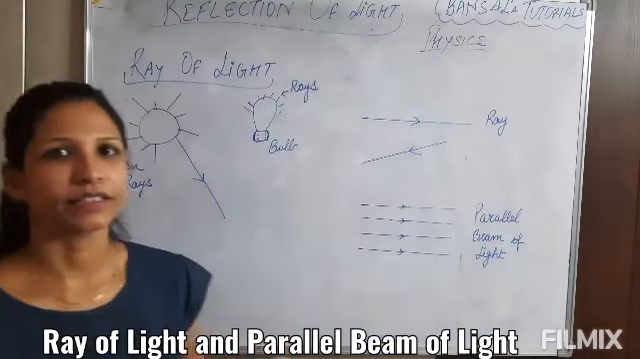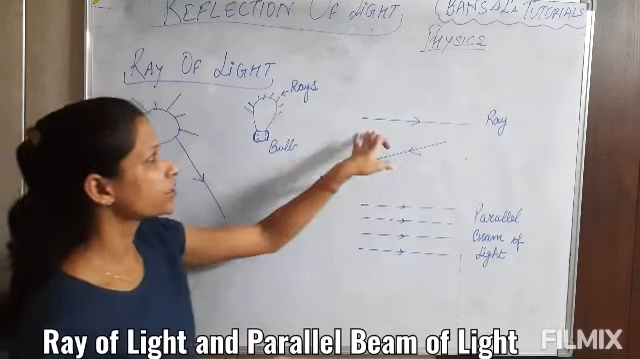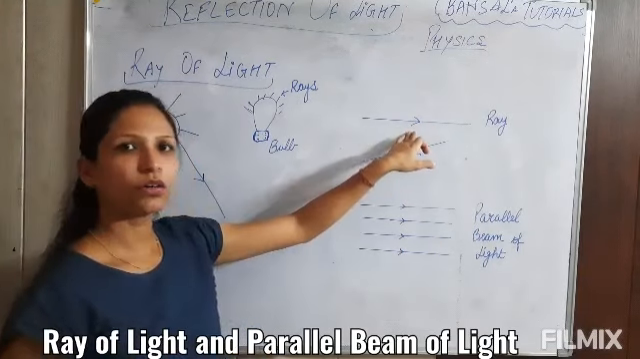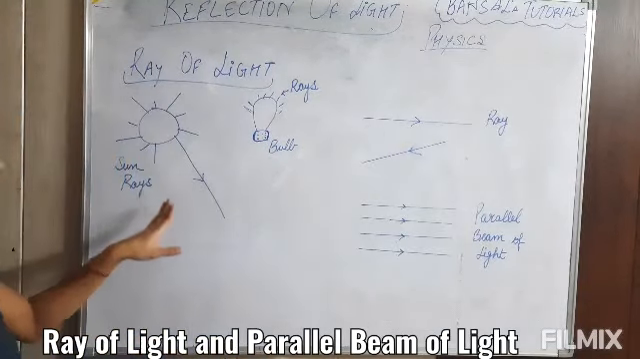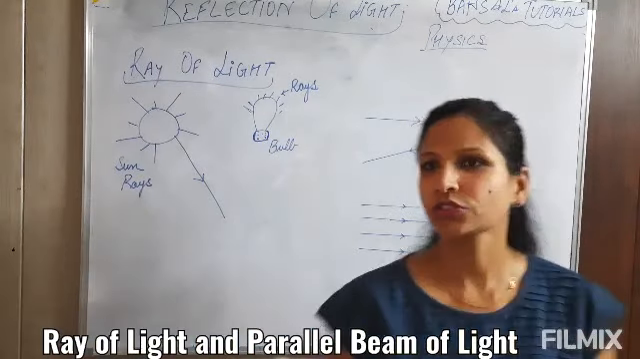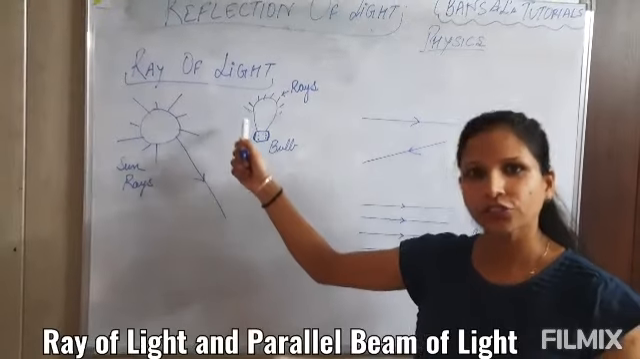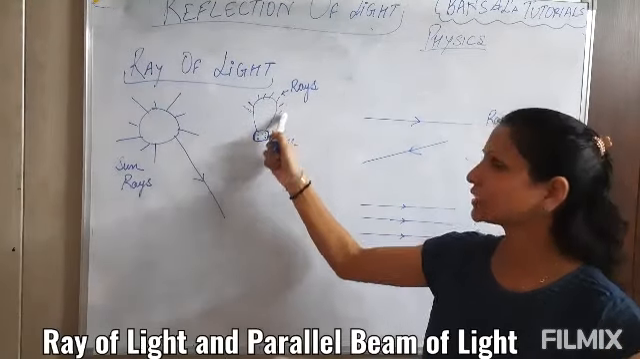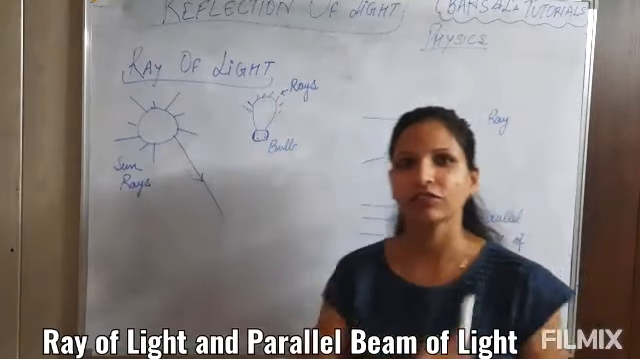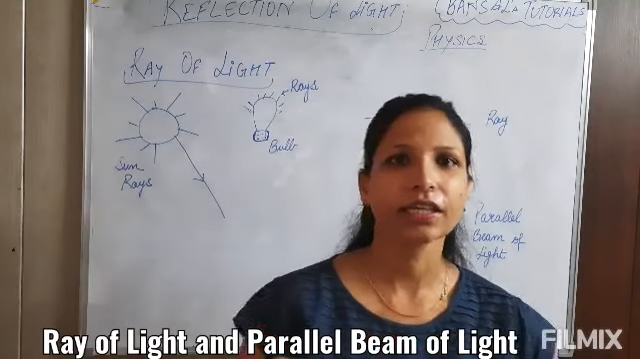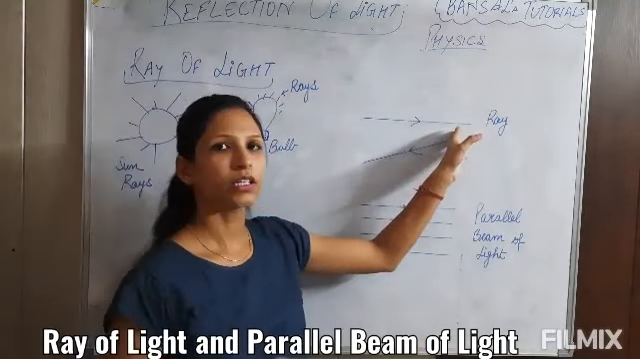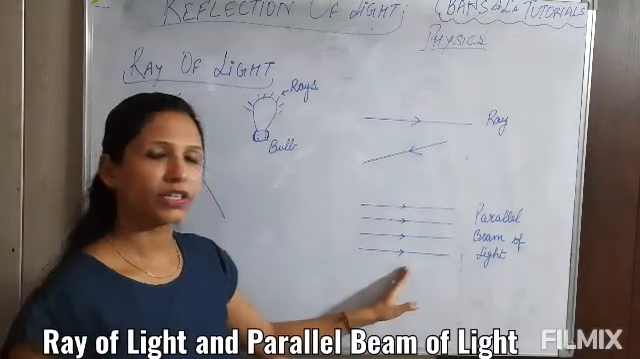What is a ray of light? A ray of light is a straight line with an arrow on it. You always draw the sun and then you draw rays over the sun. When you draw a bulb, you show light in the form of these rays. So these are the rays of light. In this chapter, we will take either one ray of light or a group of rays of light.